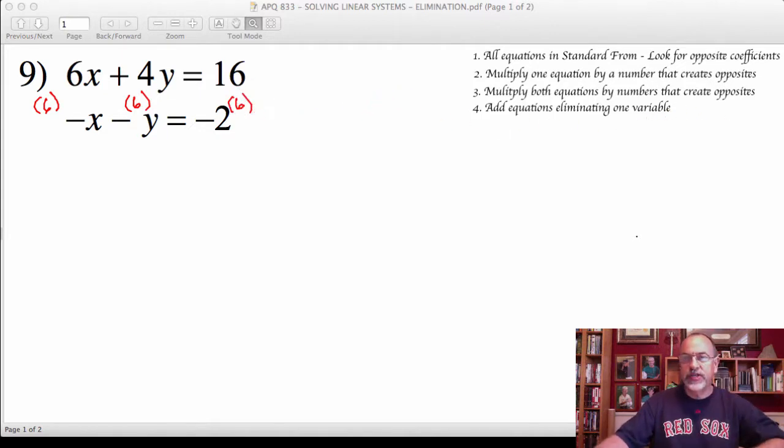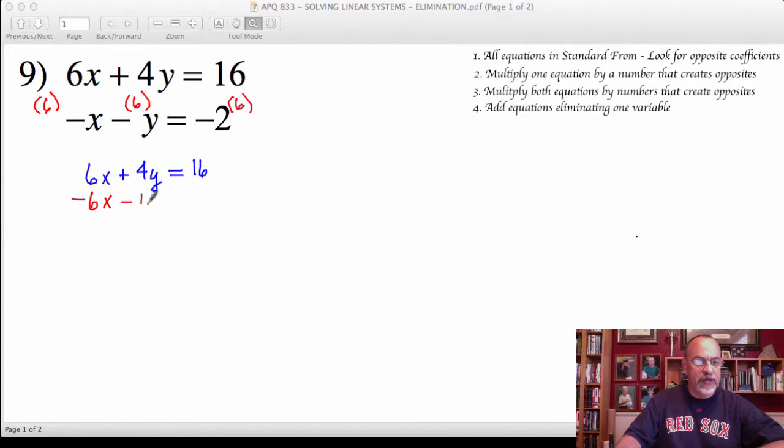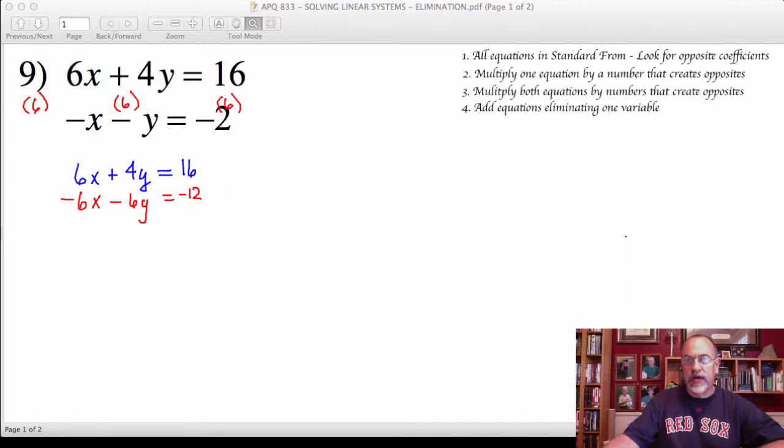Now, because I'm changing this second equation and I'm going to have to add it to the original first equation, I'm going to copy that first equation down here so that when I create my new equation, I can line it up underneath this one and easily add them together. So I multiply the 6 times the -1, which is -6x. That gives me the opposites I wanted. 6 times -1 here is -6y. And then 6 times negative 2 here is negative 12. So having created my opposites, I go ahead and now add these equations together.